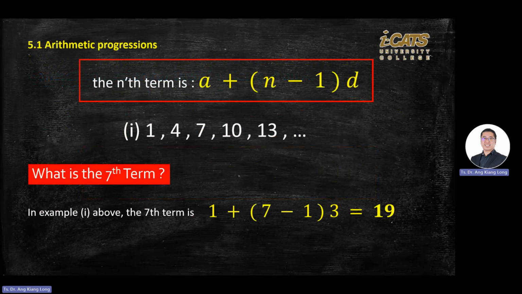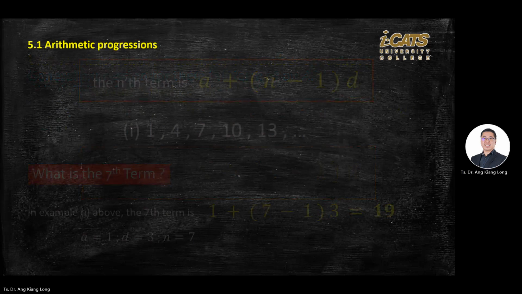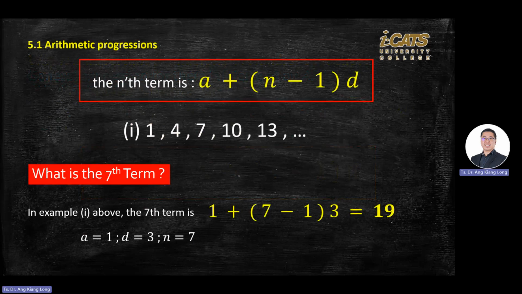So the AP first equation will be the n term. The n term will be A plus (n minus 1) D. Okay, so this is quite simple. So remember to tell me what is your unknown. What is A, what is D, what is n in your answer.